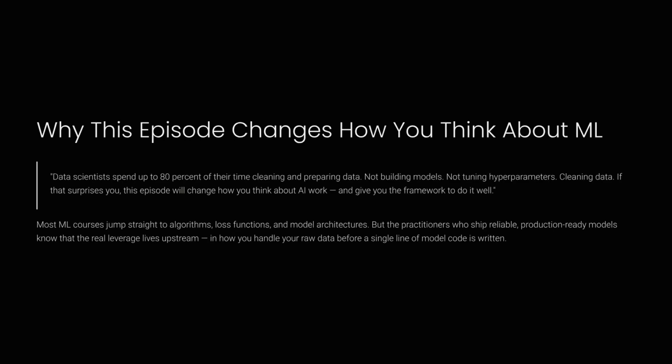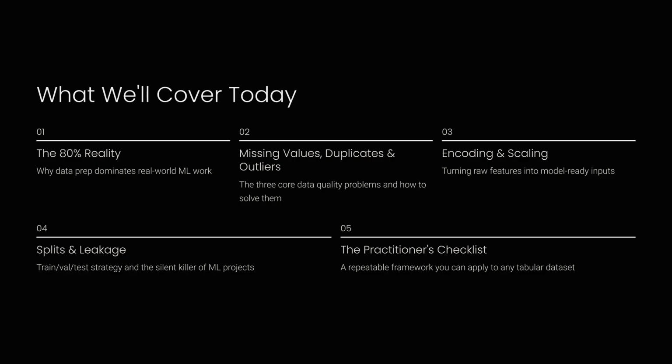Data scientists commonly spend up to 80% of their time on cleaning and preparing data. The real leverage in machine learning lives upstream, in how you handle your raw data before writing any model code. Today, we'll cover the 80% reality of data prep, core data quality issues like missing values, duplicates, and outliers, and techniques for encoding and scaling features. We'll also discuss splits, leakage, and a practitioner's checklist.